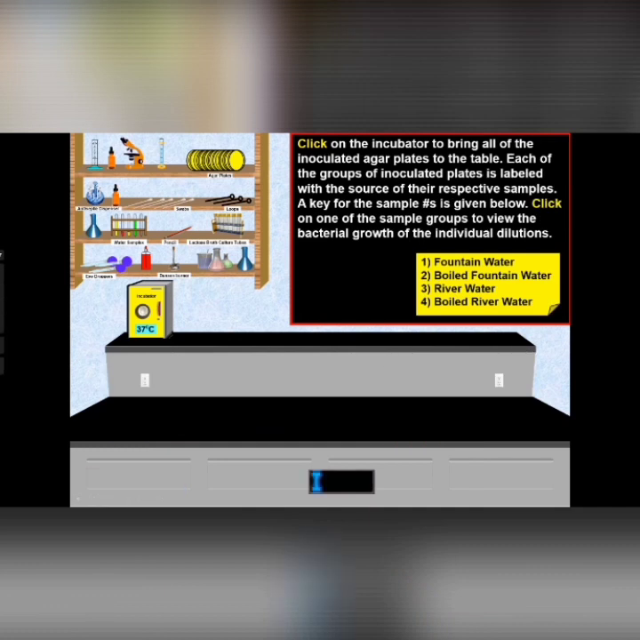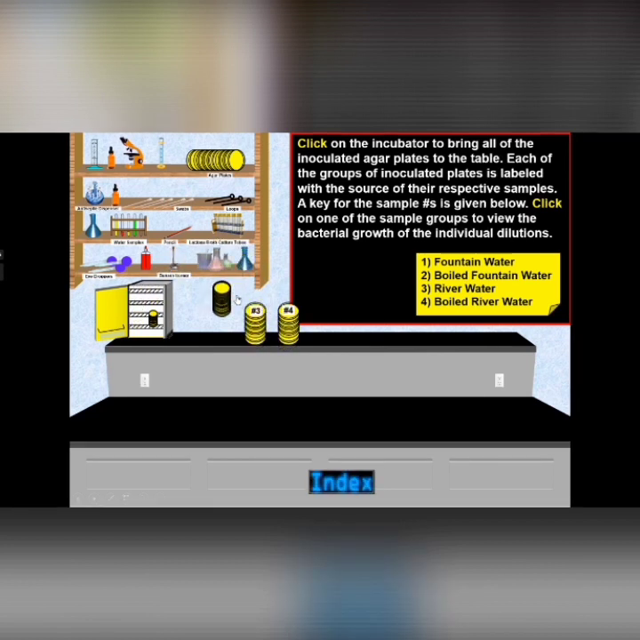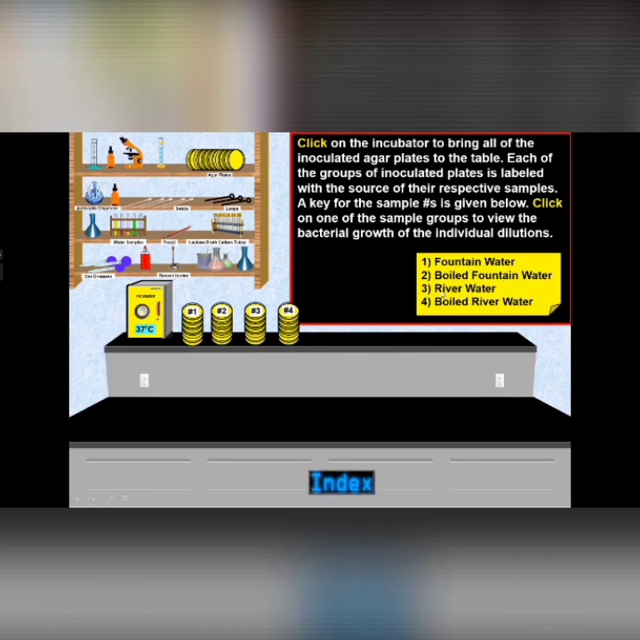Let's click next. Now we're going to click on the incubator to see our colonies in the agar plates. Here plate number 1 contains the sample of the fountain water. Plate number 2 is the boiled fountain water. Plate number 3 is the river water, and plate number 4 is the boiled river water.